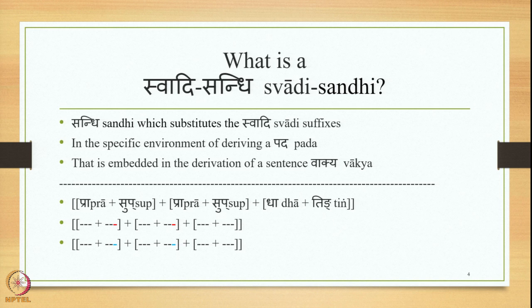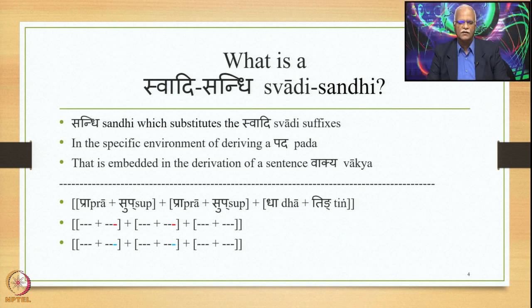What is a Svādi Sandhi? Svādi Sandhi is a sandhi which substitutes the Svādi suffixes, su-adi suffixes. And this substitution happens in the specific environment of deriving a final finished form called pada, which is embedded in the derivation of a sentence. So here we have a template structure of a sentence in which there are three small square brackets within two big square brackets.